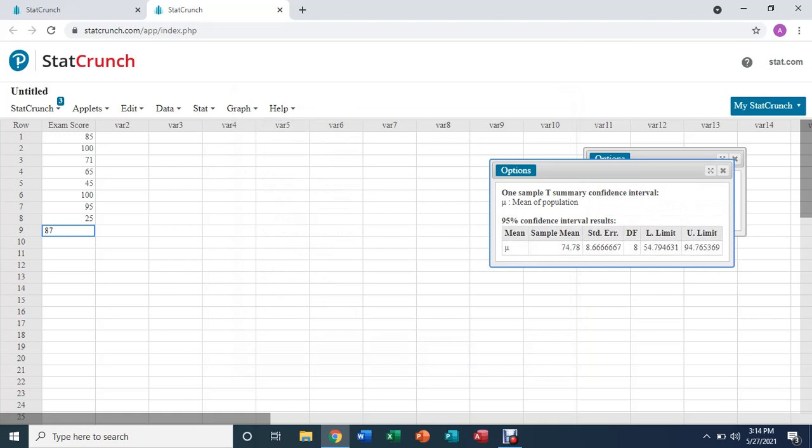The lower limit is 54.79 and the upper limit is 94.76. So what does that mean? That means we don't know the actual mean of the population, but we are 95% confident that the true mean of the population is between the lower limit and the upper limit.